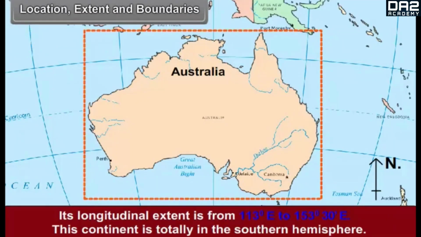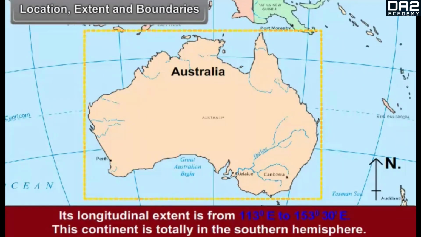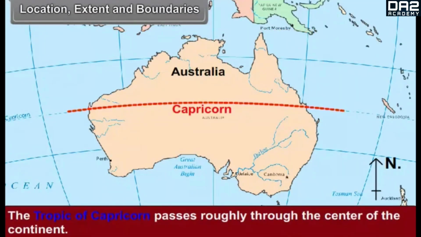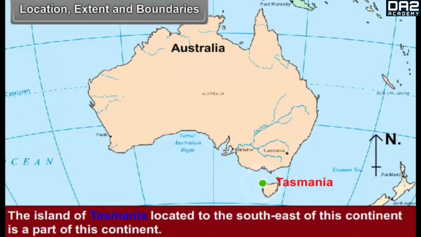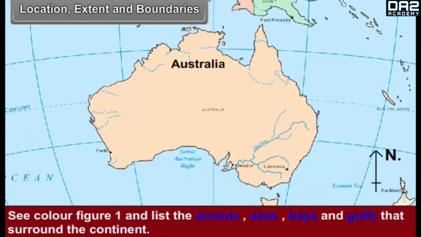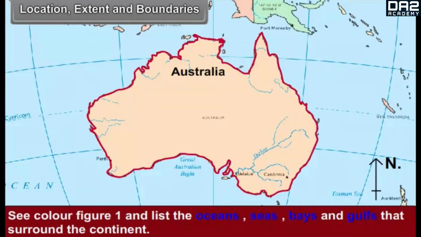This continent is totally in the southern hemisphere. The Tropic of Capricorn passes roughly through the center of the continent. The island of Tasmania, located to the southeast of this continent, is a part of this continent. See Figure 1 and list the oceans, seas, bays and gulfs that surround the continent.